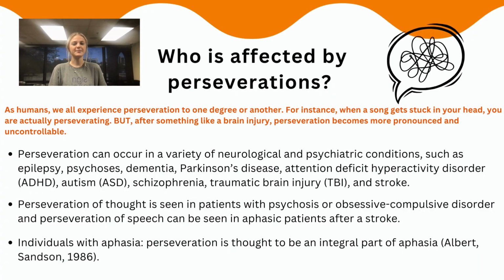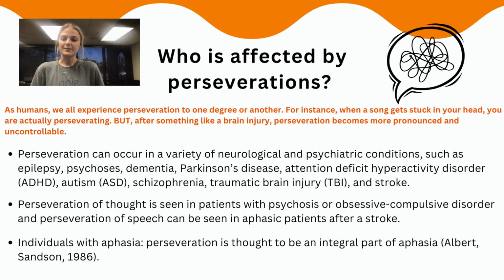As humans, we all experience perseveration at some point. So when a song gets stuck in our head and we're constantly repeating it, we are actually perseverating. But after something like a brain injury, perseveration becomes so much more pronounced and uncontrollable. Perseveration is most commonly seen in a variety of neurological and psychiatric conditions. Some of these are epilepsy, dementia, Parkinson's disease, ADHD, autism, schizophrenia, TBI, and stroke. Perseveration of thought is seen in patients with psychosis or obsessive compulsive disorder. But perseveration of speech is most commonly seen in clients with aphasia, most commonly from a stroke.